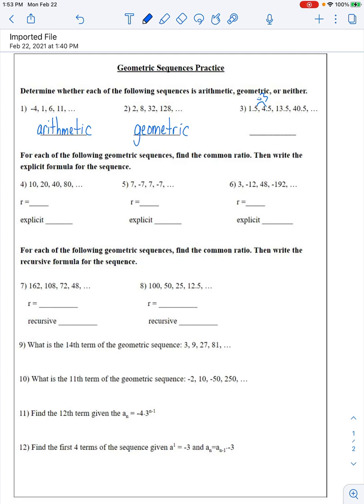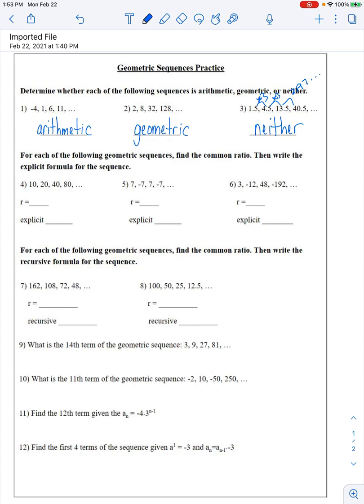13.5 divided by 4.5 again gives me 3. So I'm multiplying by 3, it looks like. But when I do 40.5 divided by 13.5, I get like 2.97 and so on. So since the pattern changes, that is neither an arithmetic nor a geometric sequence. Look at the next section.